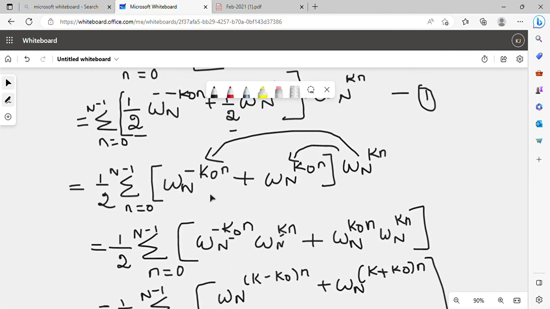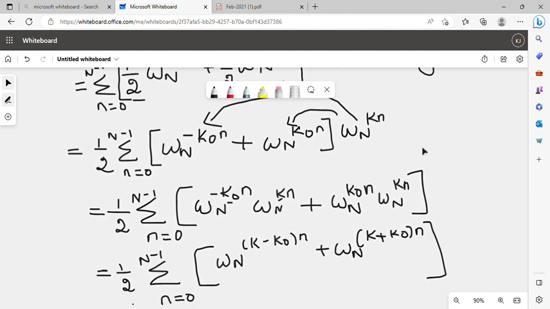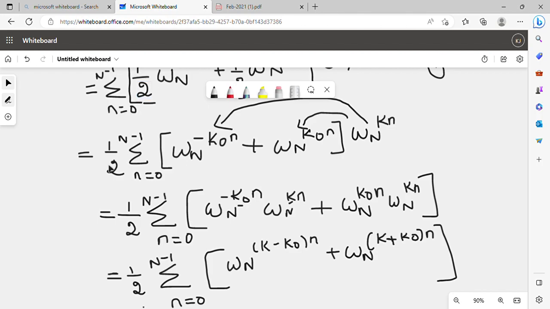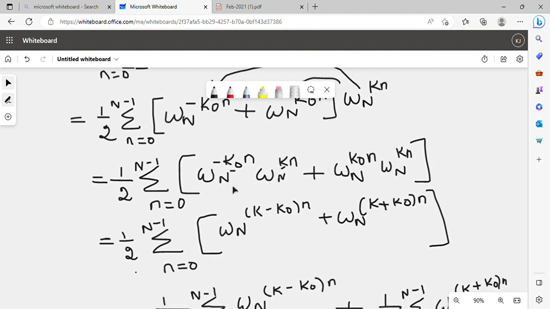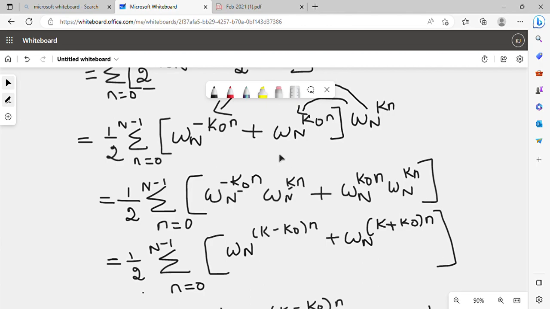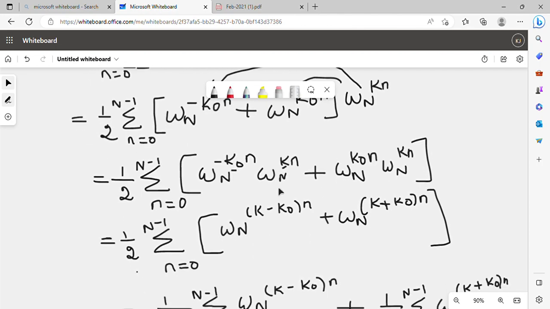After that step, you are going to do all these steps. You have to remove 1 by 2 as a constant, and after removing 1 by 2 as a constant you are going to get this. After that, you multiply omega n to the power of kn to both, and when you multiply you get it like this. Omega n is constant and n is also the same, but minus k naught and k varies.